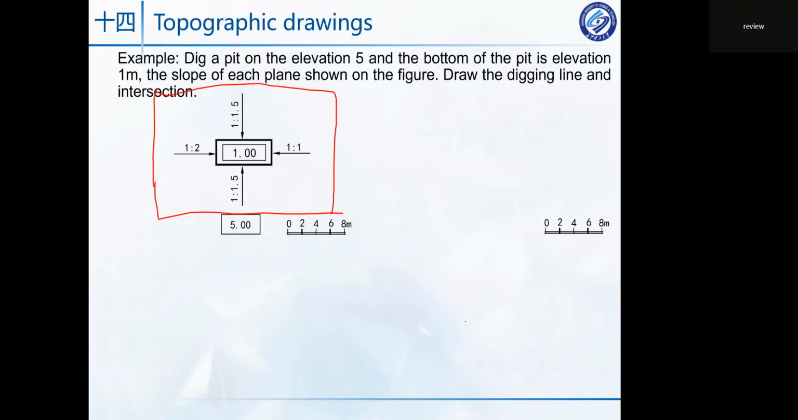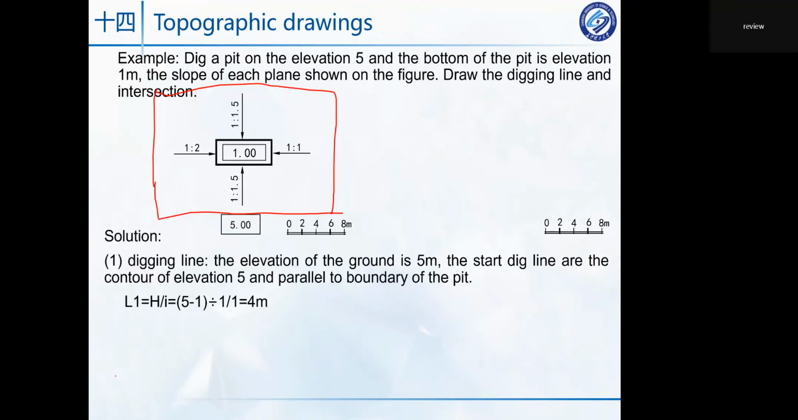Okay, so let me show you the answer. How to solve this problem?